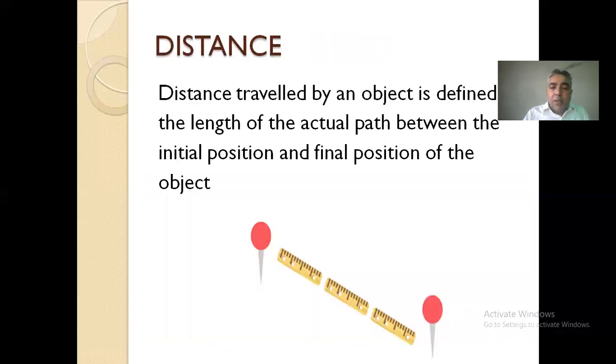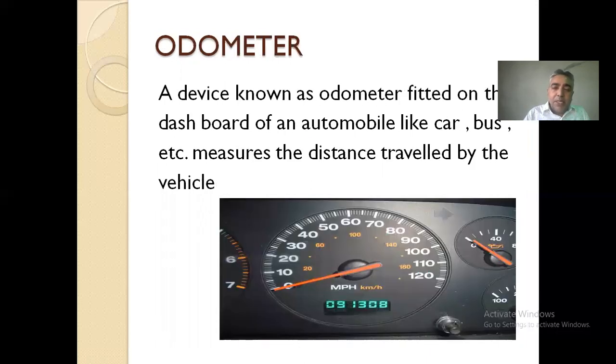Next, that is the distance. Distance traveled by an object is defined as the actual path covered by the body between the initial position and the final position of the object. Distance can be measured by a device that is known as an odometer. An odometer fitted in the dashboard of an automobile like a car, bus, etc. measures the distance traveled by the vehicle.